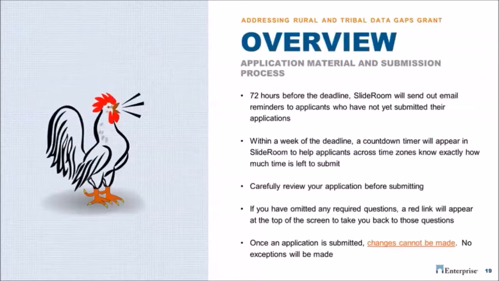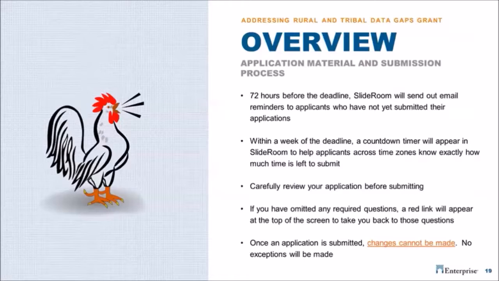So some more application information. 72 hours before the deadline to submit, the deadline being Friday, September 6th, if your organization hasn't already submitted their application, the SlideRoom account owner, that primary contact person that you listed in the application, will receive an email reminder stating that you haven't submitted the application yet. So within a week of the deadline, which would be Friday, August 30th, a countdown timer will appear in SlideRoom to help applicants in different time zones know exactly how much time is left to submit.